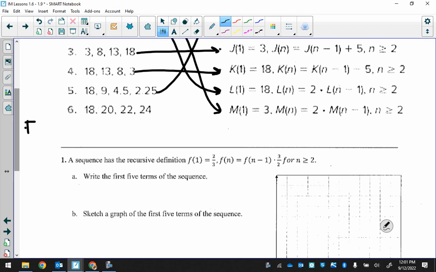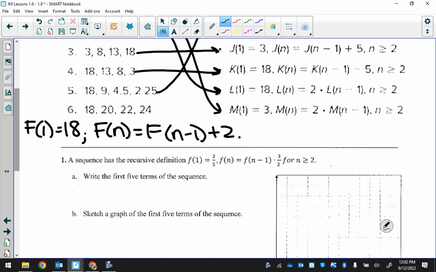So if we do F of 1 is equal to 18, okay, because you have to have your first term. What is happening here? You're adding 2. Good. So F of n equals good. Okay. And if you noticed, they did multiplication in the front and then addition and subtraction behind. Okay. So depending whatever function name you used, it's going to be the same throughout. All right.